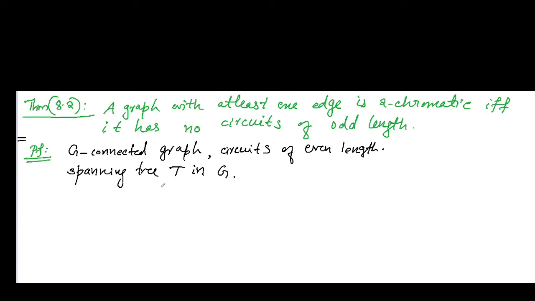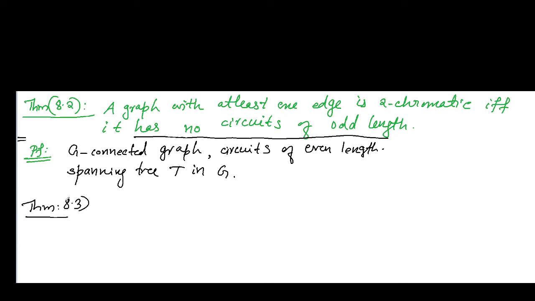Okay, conversely, you can assume G has a circuit of odd length. Here you consider G has a circuit of odd length and we would need at least three colors just for that circuit. And hence the proof. Now we can move to another theorem.